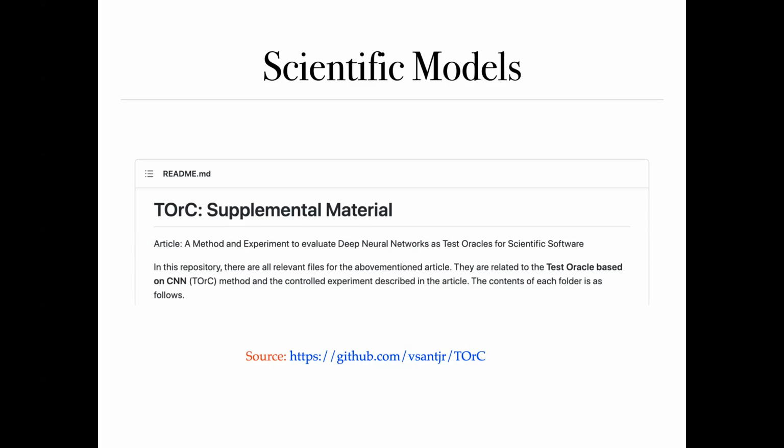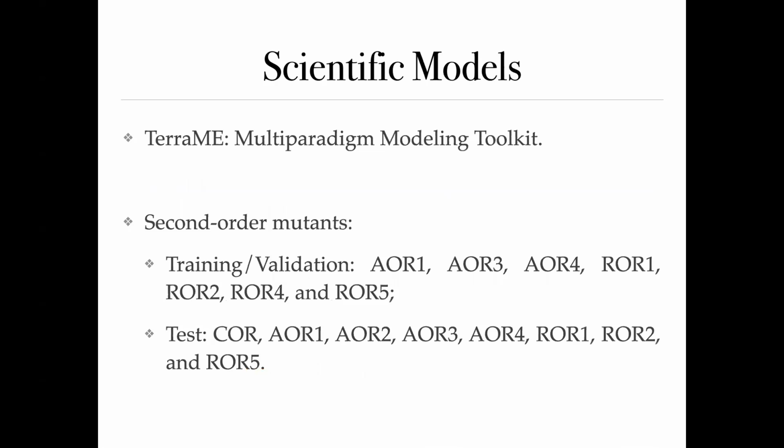the paper itself. For scientific models, we use TerraME, a multi-paradigm modeling toolkit that we develop here in our institute. For the second order mutants, for the training and validation datasets, we use these operations: AOR1, 3, 4, ROR1, 2, 4, and 5. And for the test dataset, conditional COR, AOR1, 2, 3, 4, ROR1, 2, and 5.